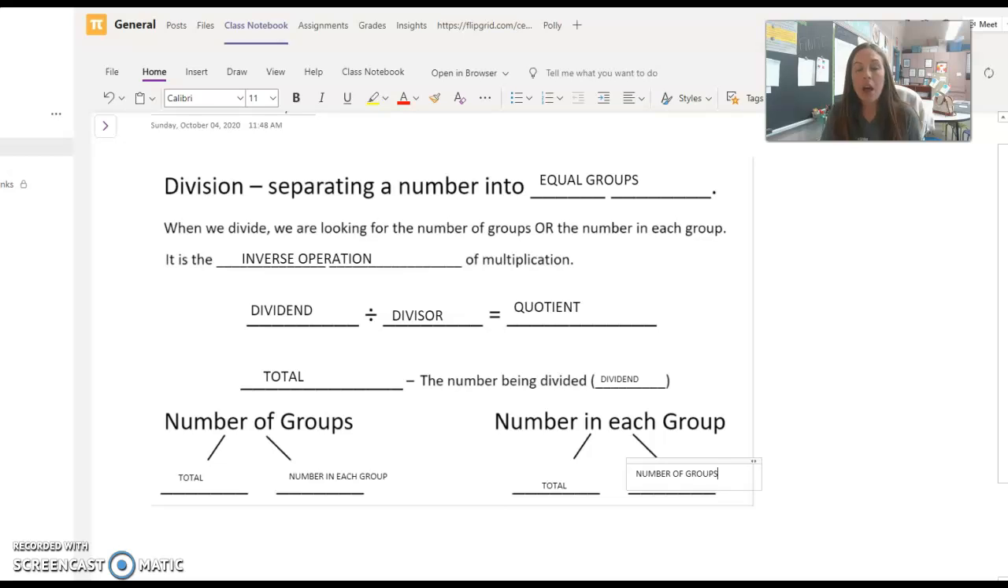Be sure and copy all of this down. This is part of your assignment.